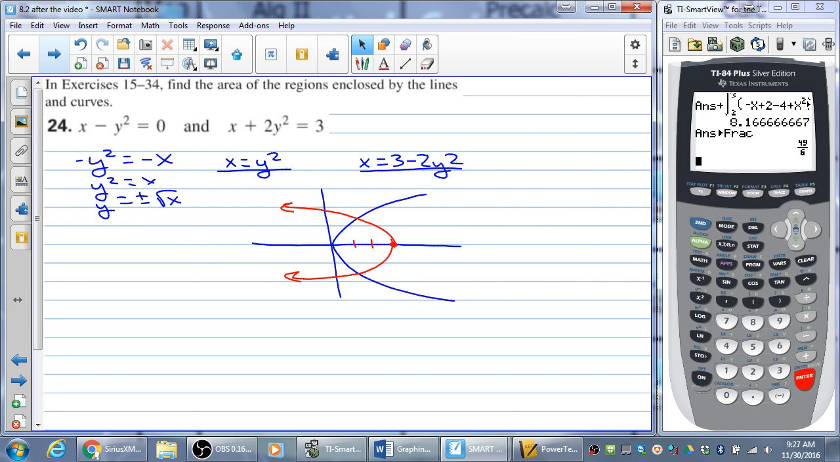Now, let's say you're looking at the equations and you don't know what it looks like. Grab your calculators if you have it today. I'd play along on this one. It helps.